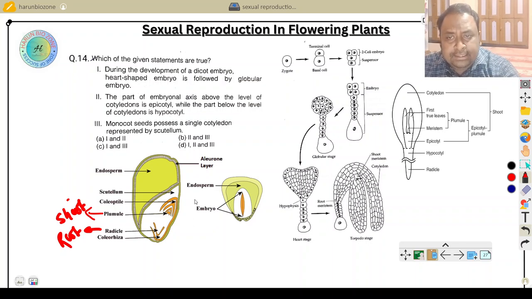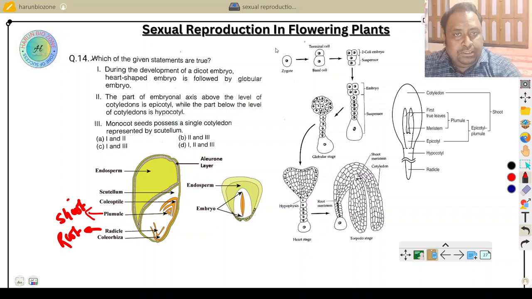Clear? And this is the scutellum. Scutellum separates the endosperm from the embryo. So here, in the developing embryo, this is the radicle portion, and above the radicle portion the hypocotyl is present. Hypocotyl means the lower portion from where the root develops. But above the hypocotyl, this is the epicotyl. Hypo means lower. And epicotyl means the upper portion, from where the shoot system, meristems, plumule, first leaf, cotyledon, etc. develop.